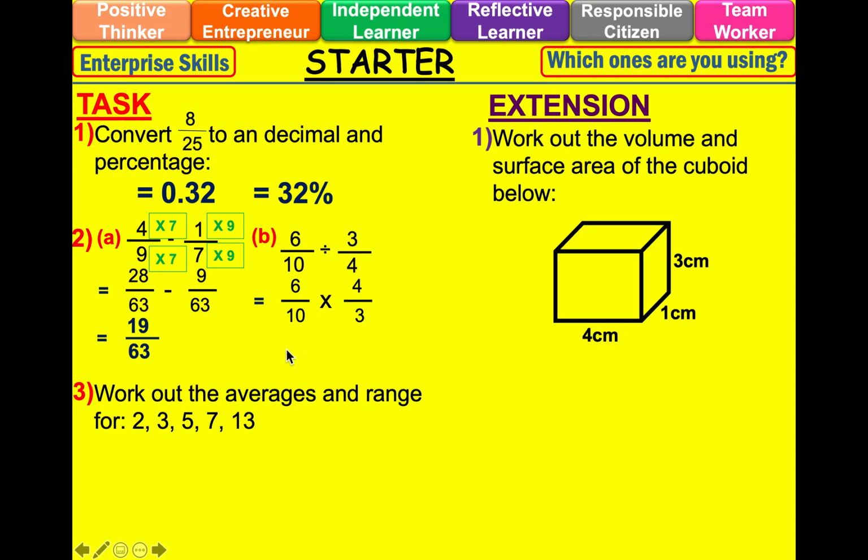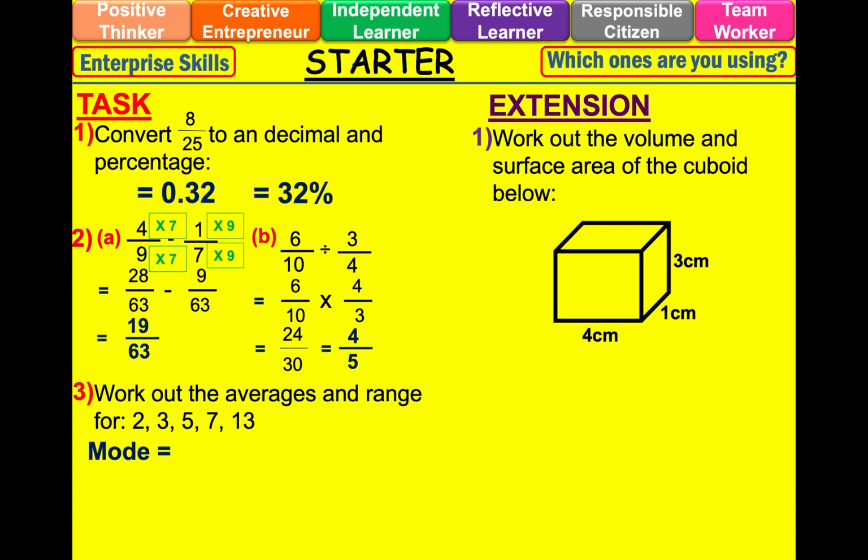When multiplying fractions, you just multiply numerator with numerator, denominator with denominator. So this will become 6 times 4, which equals 24. 10 times 3 is 30, which can be simplified to 4 over 5. Let me go through this again. This becomes 6 over 10 times 4 over 3. So you keep, change the sign, flip, and multiply.